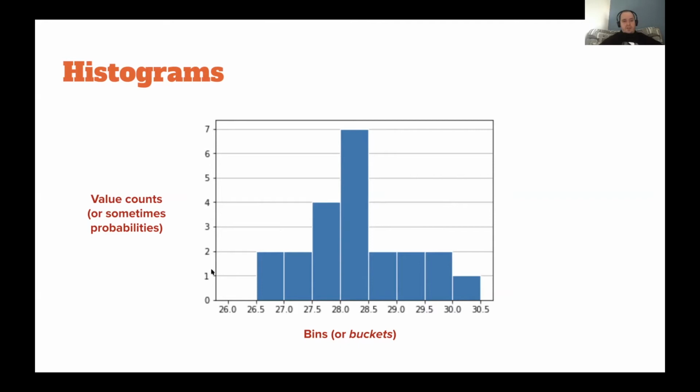So basically here what you see is the counts of values inside each bucket. 2 values in this bucket, no values in this bucket actually, so this bucket is empty. There are no values between 26 and 26.5 in my data set. There are 2 values between 26.5 and 27 in my data set. There are, again, 2 values between 27 and 27.5. Then there are 4 values between 27.5 and 28. And there are 7 values between 28 and 28.5.